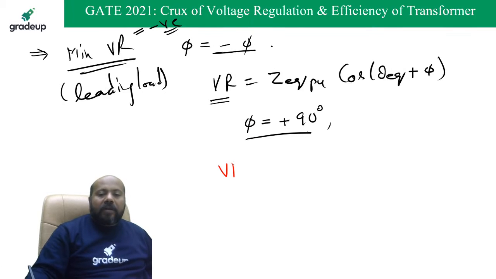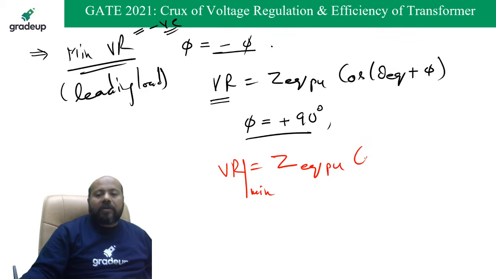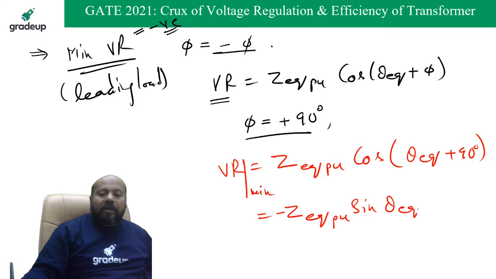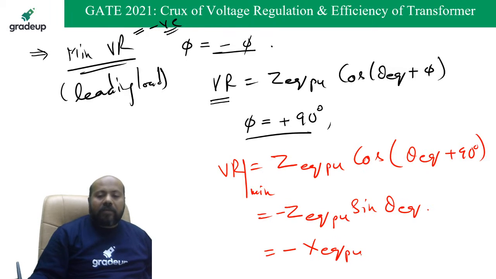So now if you write the voltage regulation minimum value, this is going to be Z equivalent per unit cos of theta equivalent plus 90. And this is going to be minus Z equivalent per unit sine theta equivalent. What is Z equivalent per unit sine theta equivalent? It is simply going to be minus X equivalent per unit.